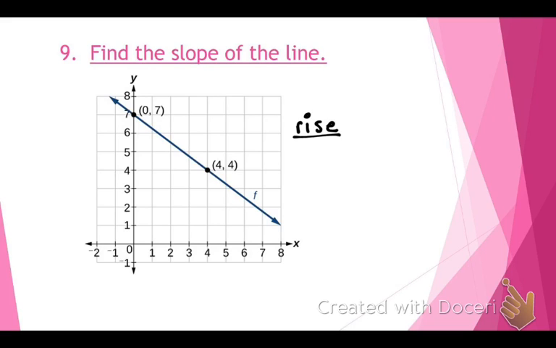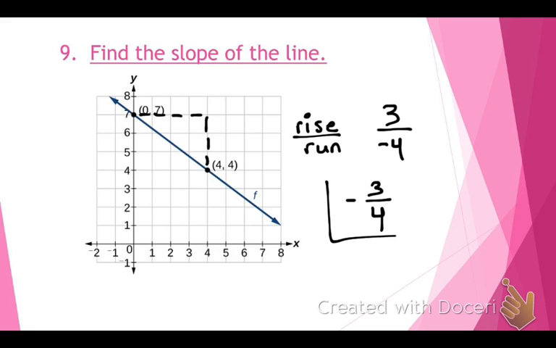Okay, for this one, finding the slope of the line, once again, what is my slope formula? Rise over run. So as I'm doing this, I am rising how many? Count with me. 1, 2, 3. I rose 3, and I'm running how many? Count with me. 1, 2, 3, 4. All right, I went backwards, so what should that be? -4. So when I pull that out, my slope is -3/4.